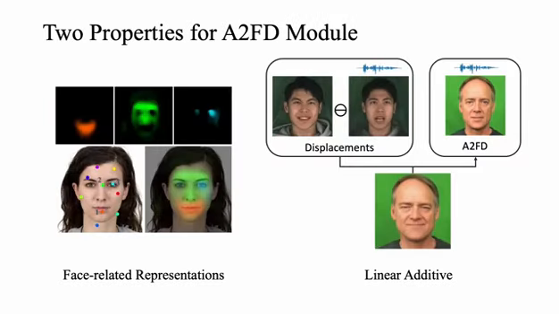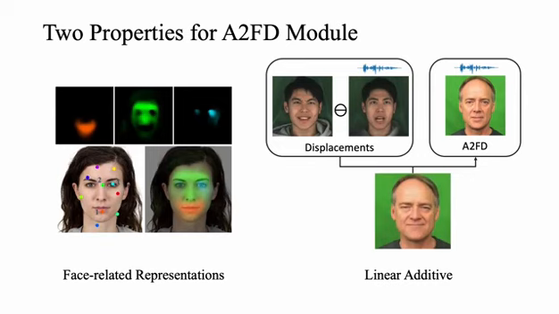To further extract the dynamic emotion from the emotional video, we perform empirical explorations of the motion model's intrinsic working mechanisms and find two interesting properties. Firstly, the dynamic movements in the facial region are only affected by specific key points and affine transformations. We denote them as face-related representations. Secondly, the relative displacements of the face-related representations are generally linear additive.